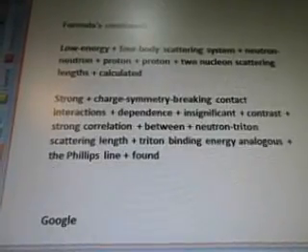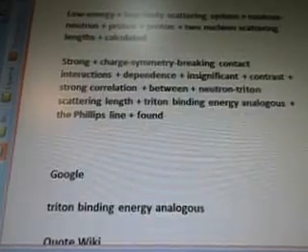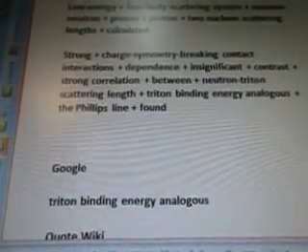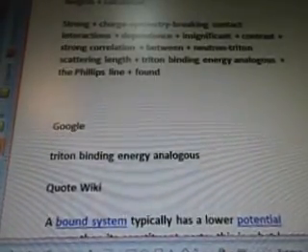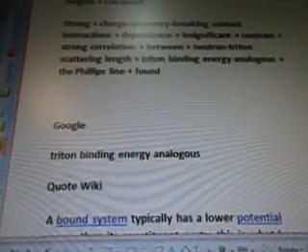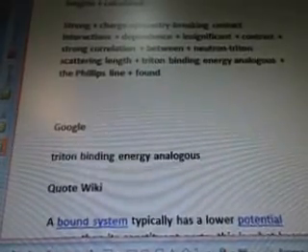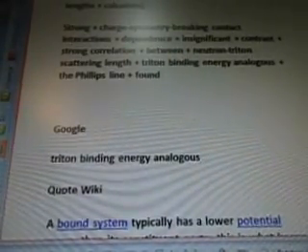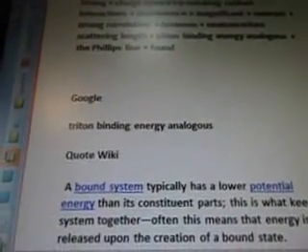Formulas continued. Low energy plus 4-body scattering system plus neutron plus proton plus 2 nucleon scattering lengths plus calculated. Strong plus charge symmetry breaking contact interactions plus dependence plus insignificant plus contrast plus strong correlation plus between the plus neutron triton plus scattering length plus triton binding energy analogous the Phillips line plus found.